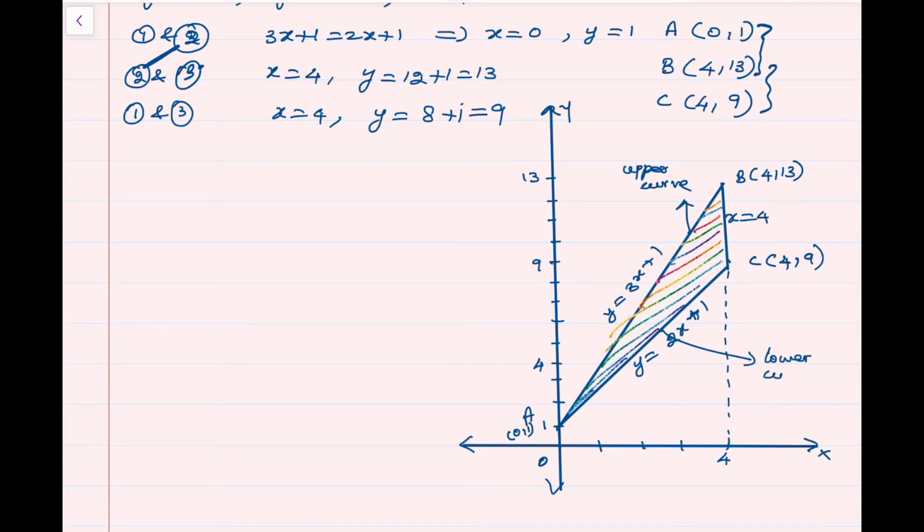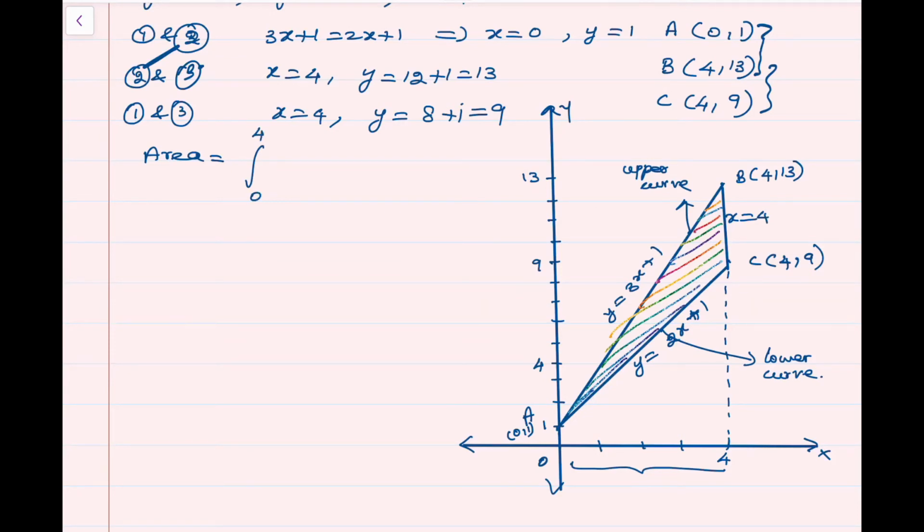I told you x is equal to 4 becomes the limit. Therefore, area is equal to integral. Look at the limits for the upper curve. I am going to do integration with respect to x axis. So, the limits for upper curve is 0 to 4, for the lower curve also 0 to 4.